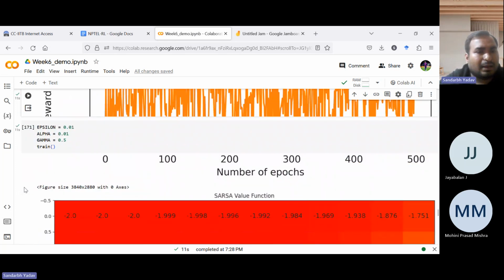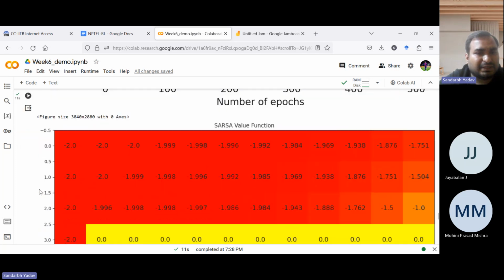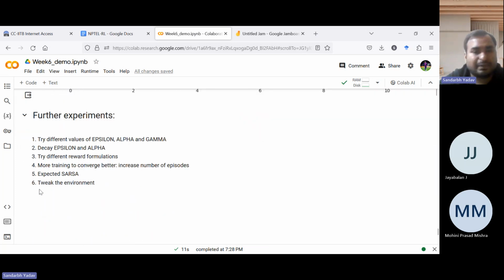In a similar way, you can play around with these parameters and see how it works. You can change these, and some further experiments: you can try different values of epsilon, alpha, and gamma. Decay: here we have used a constant alpha and constant epsilon, so you can decay epsilon and alpha, and maybe you need to follow those conditions.